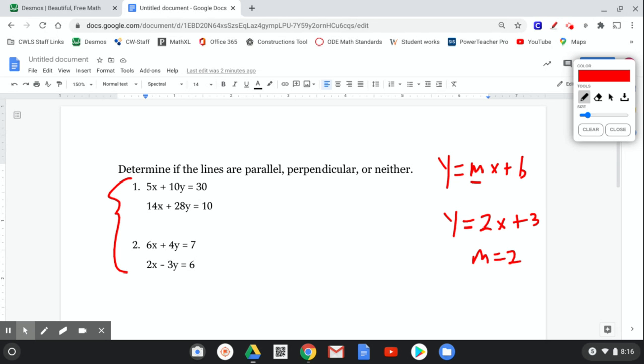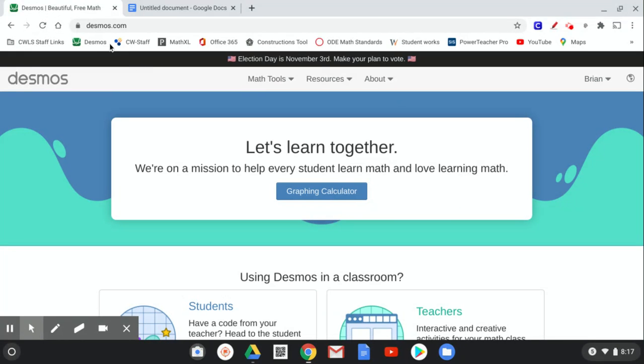So what we need to do is go ahead and put these into Desmos. Okay, guys? So we just got to put these into Desmos and see what the lines look like from there and determine from the graph if they are going to be parallel, perpendicular, or neither. Okay? So go ahead and go to desmos.com, click on the graphing calculator.